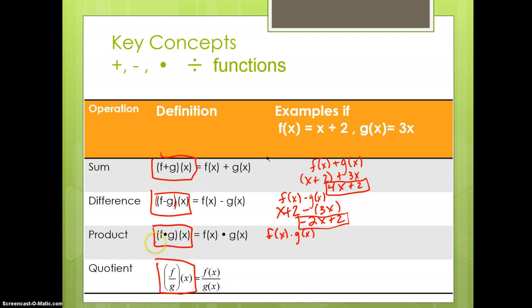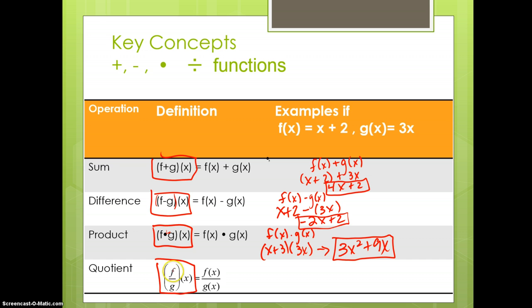On the next example, we have f times g of x. That means we have to write out what the definition is, and then it's coming down to plugging things in and performing operations. F of x was x plus 3. We're multiplying that by whatever g of x is. G of x is 3x. So when we multiply it, make sure that it does get distributed. We get 3x squared plus 9x.